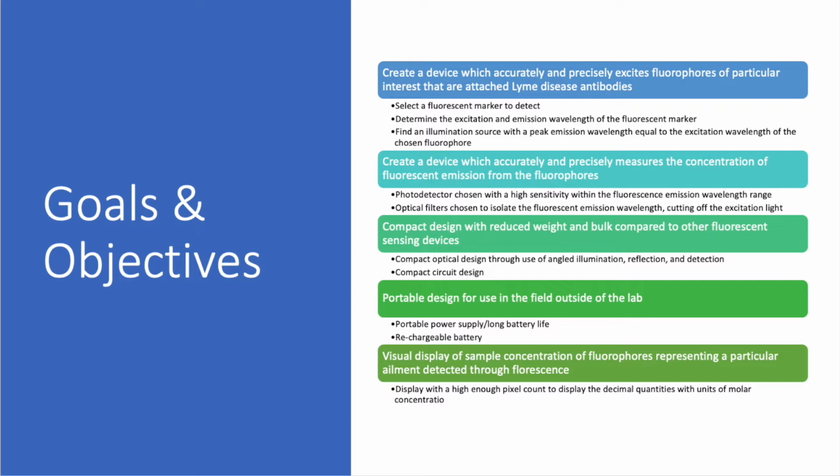It has a compact design with reduced weight and bulk compared to other fluorescent sensing devices through the use of angled illumination, reflection, and detection. And the circuit is compact. The design is portable for use outside of the lab. It has a long battery life and it has a rechargeable battery. It provides a visual display of sample concentration of fluorophores, representing a particular element detected through fluorescence. The display has a high enough pixel count to display the decimal quantities with units of molar concentration.